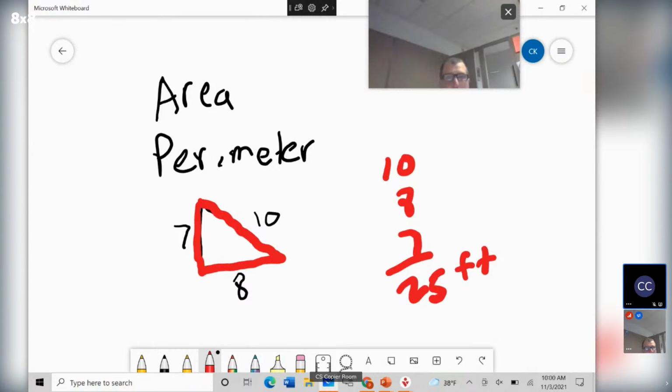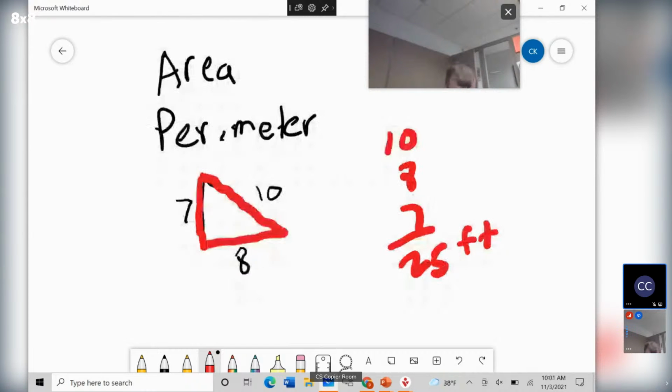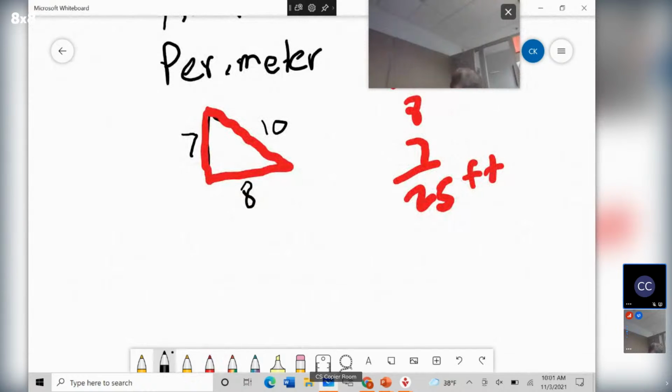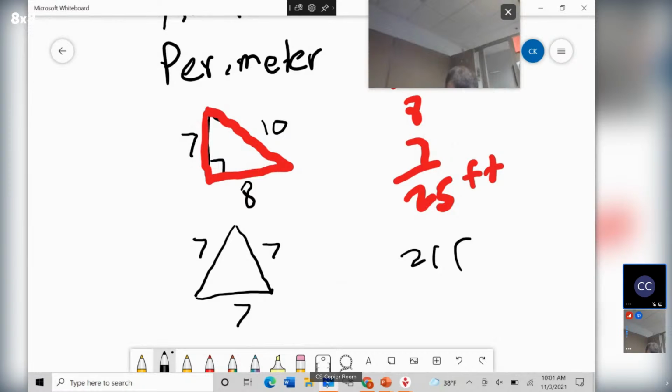Okay, and that makes pretty much perfect sense. You're just adding around the outside of all three sides. So in this case, it was the 7, the 8, and the 10. And this one would be kind of a right triangle. Okay, and then if we have an equilateral triangle, that would mean all three sides are the same. So in this case, if it was 7, 7, and 7, you would know it's going to be 21 feet because you're just adding three sides. Same thing over here. You would just add the three sides. So that one's going to be 21.